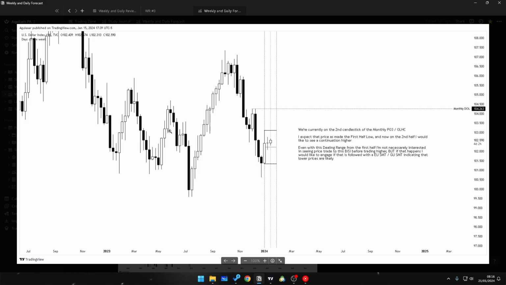So for me, if I really want to see a week 2 continuation into the monthly, into these equal highs, then I want to see a weekly, not purge, but break of market structure and then continuation on the upside, reaching into the monthly drawn liquidity.